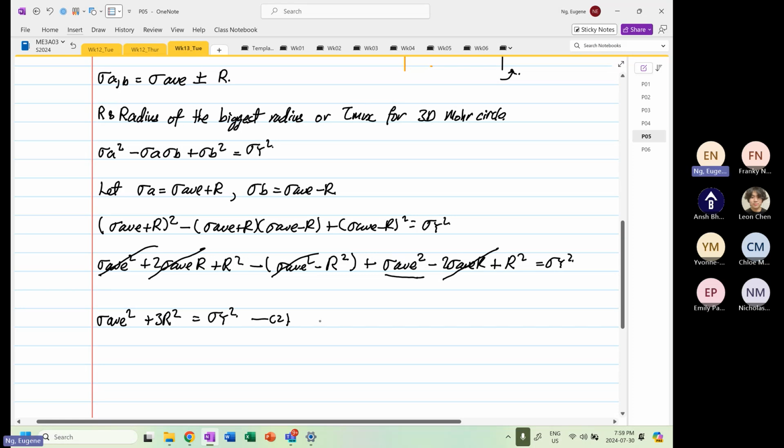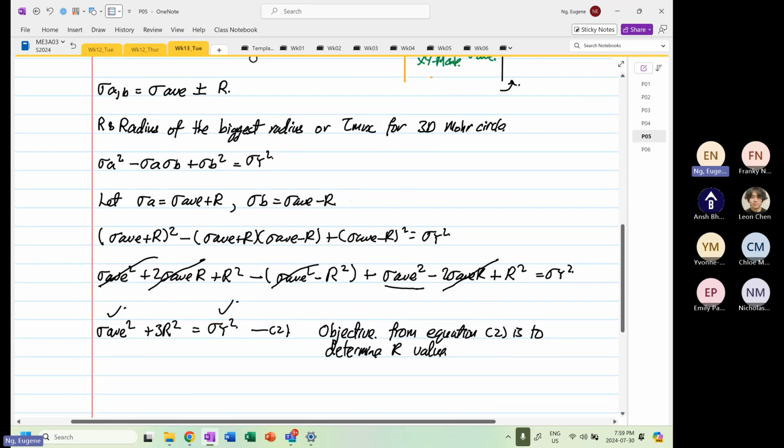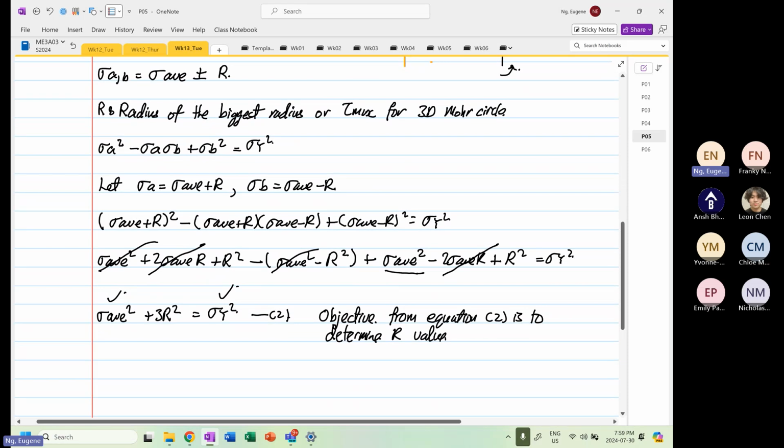So our objective from equation 2 is to what? Determine the R value. Okay, because we know our stress here, we can compute our stress average, right? We can compute because the stress average is equal to what? Stress X plus stress Y divided by 2. Okay, then from here we can determine R, which is our tau max.